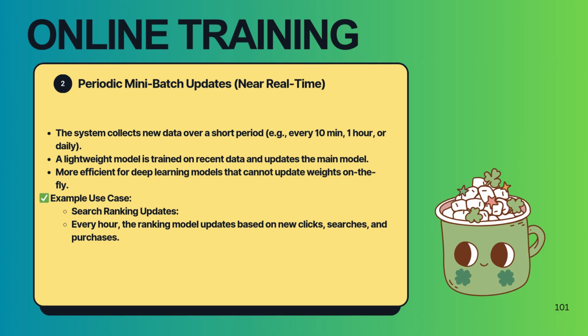So this could be every 10 minutes or 1 hour. The idea is that you have a lightweight model that is trained on recent data and updates the main model. And the main model updates at that frequency, which is more efficient for deep learning models, as they cannot update weights on the fly. For example, a search ranking update could be done every hour. The ranking model updates based on new clicks, searches, and purchases.